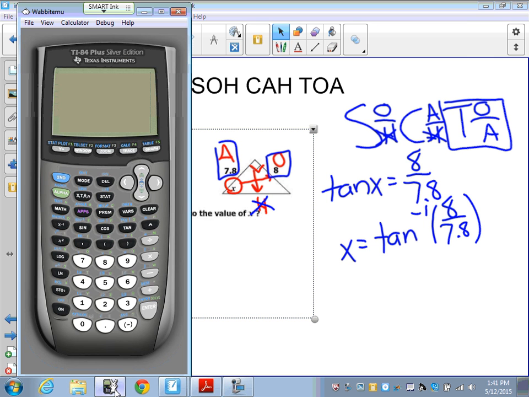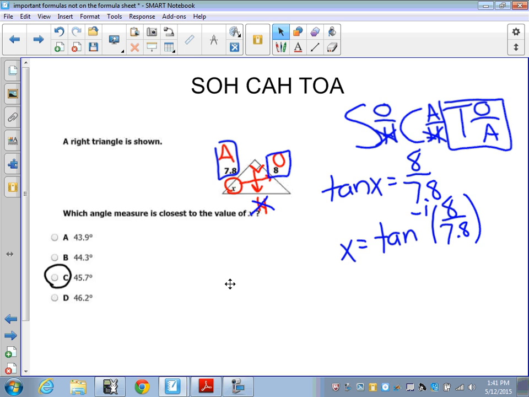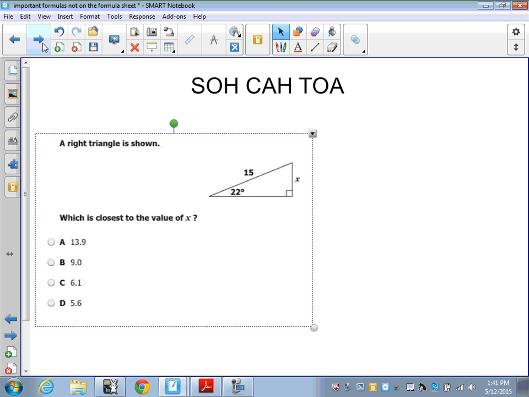So now I'm ready to just enter that into my calculator. I have to make sure my calculator is on the correct mode. So I hit mode and I see that it is on degree. So I hit second tangent. It's going to be 8 divided by 7.8. So we get our answer of 45.72, which is just C. Again, right angle, have or need an angle, we use SOHCAHTOA.